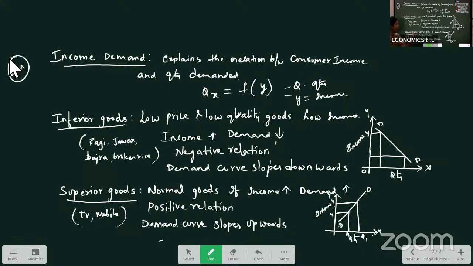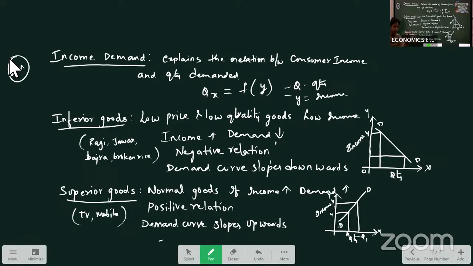Superior goods are also called normal goods. In this case, if consumers' income increases, demand for superior goods also increases. So there is a positive relation between consumers' income and demand for superior goods. When there is a positive relation, demand curve slopes upwards.